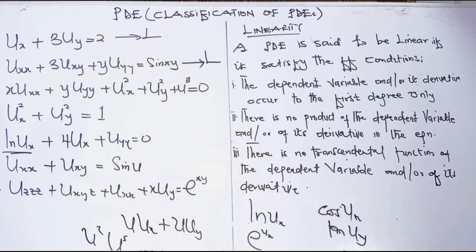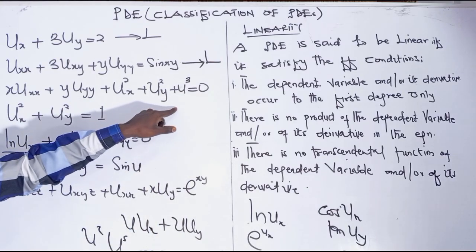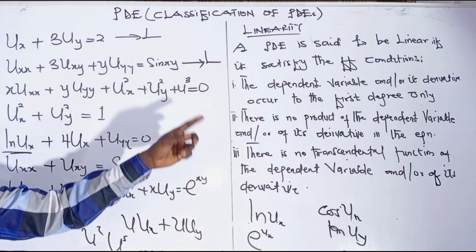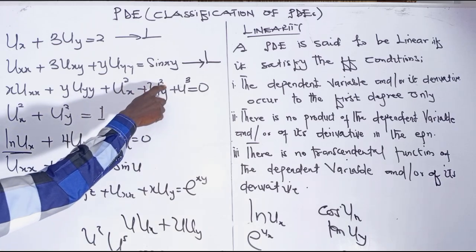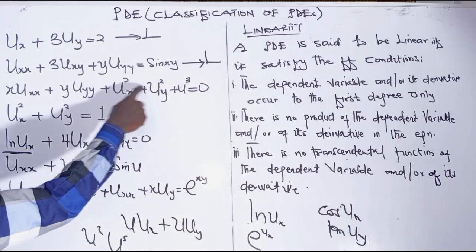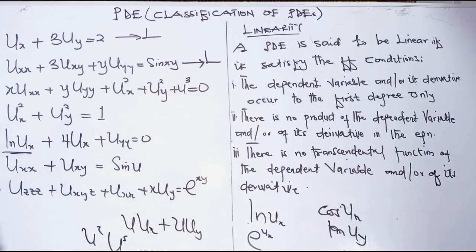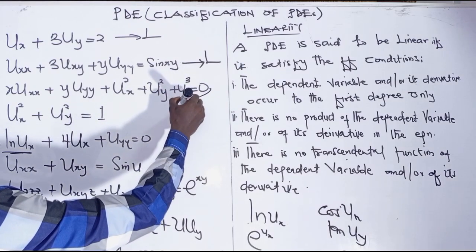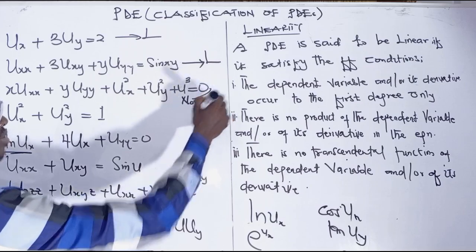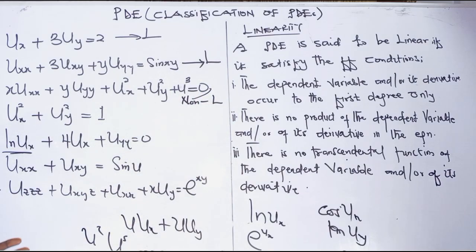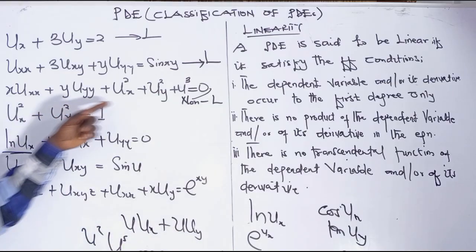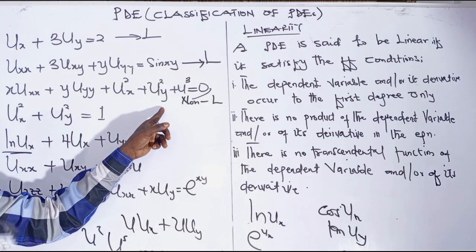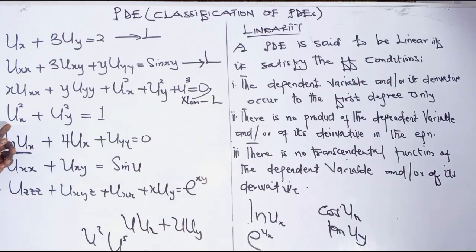So let's look at the third example. Looking at this PDE, let's go through using the conditions. The dependent variable and its derivative occur to the first degree. So you can see that this does not occur to the first degree. It occurs to the second degree, third degree. So this is what? A nonlinear PDE. Very, very simple to identify. And if one of these conditions fails, the PDE becomes nonlinear. Very, very simple.